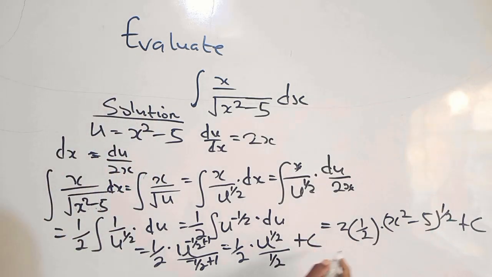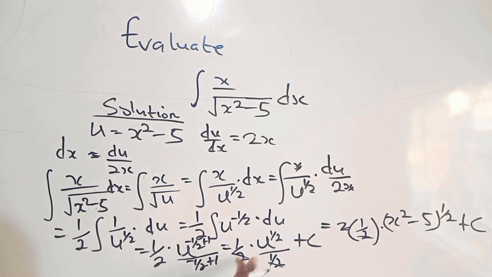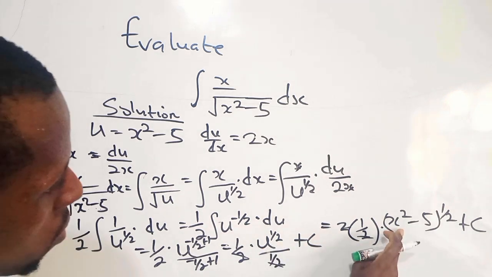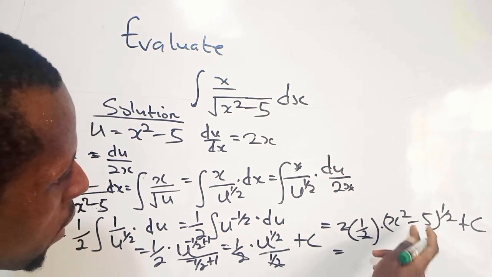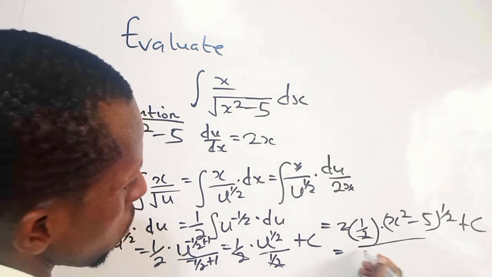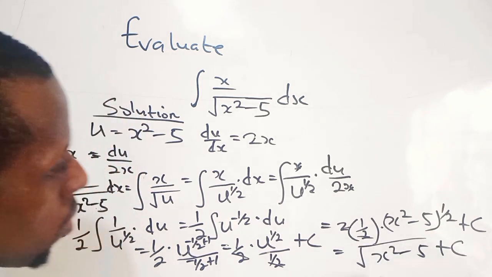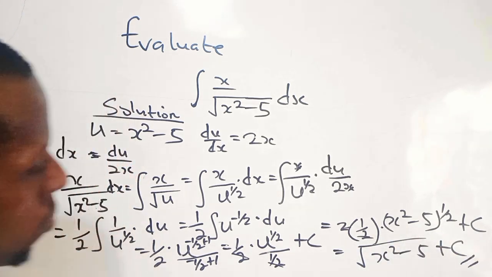So this can easily go, and I can as well divide this straight from here. This can easily go as well. So I have u raised to power half, plus c. So here I can write this as square root of x squared minus 5 plus c. So it's the same thing with this. Thank you very much.